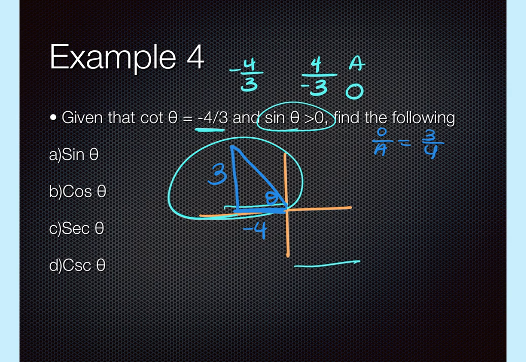Now what's the third side? 5. Can we go from there? Can you guys go from there? Sine, cosine, tangent. Yes, right? We don't need to go all the way through it.